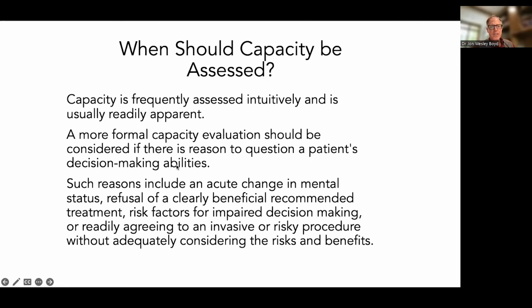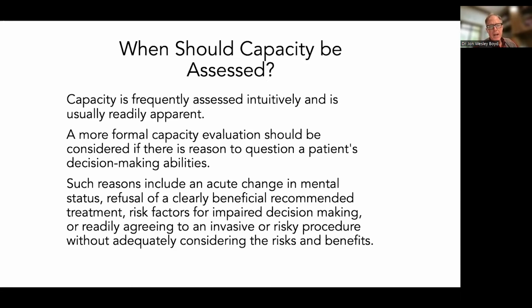What kinds of situations might that be? That's this third point here. Such reasons include a real acute change in mental status. So if someone goes from being highly alert to now they're groggy and confused, or even intoxicated, who knows? Or the second point here, what I see a lot in the ethics work that I do here in the hospital I work at in Houston, when someone is refusing a clearly beneficial recommended treatment.